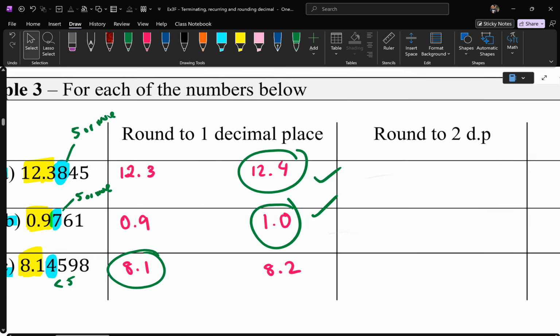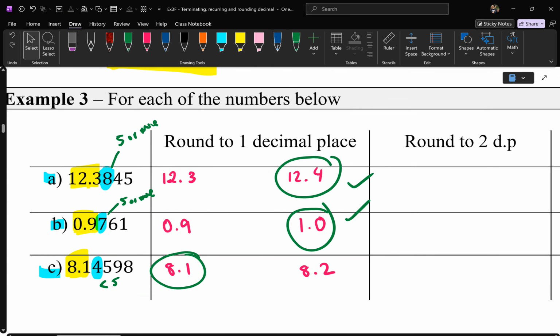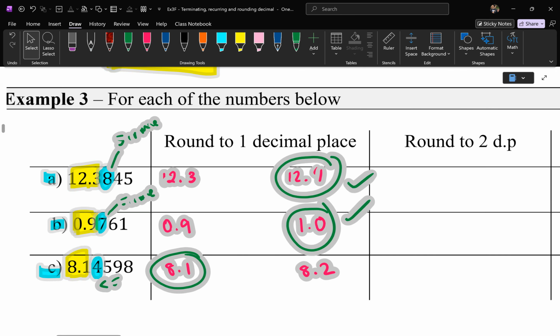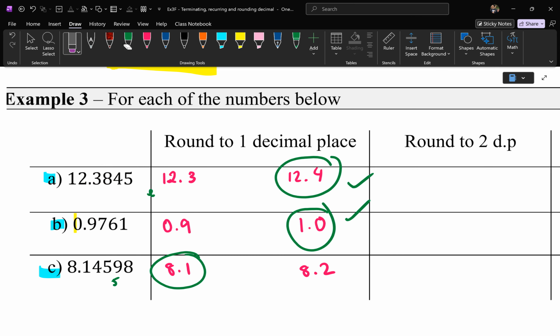Okay, now, when we move to round to 2 or 3 decimal places, it's the same thing. So here, let's do it again. I'm going to rub all of this off. And I'm going to do the same pattern again. Here we go. I want 2 decimal places now. So after the decimal point, I'm going to pick 2 digits. So this one should be 12.38. What's the next one after that? If it's 12.38 as your basis, what's the next number that you're comparing with?